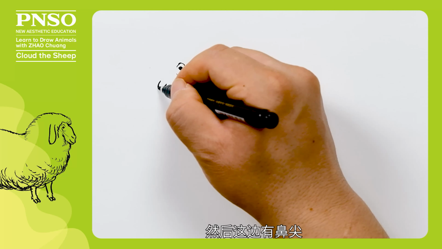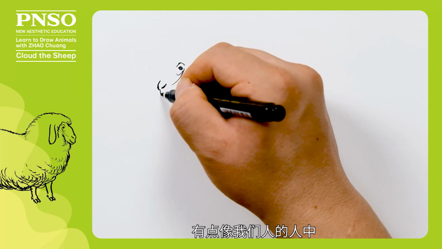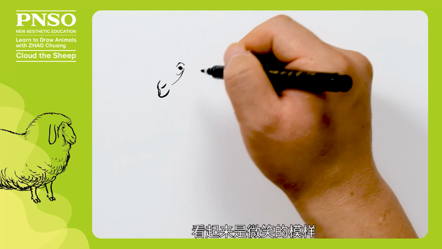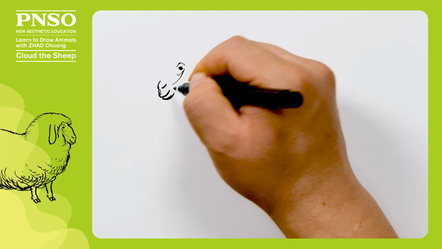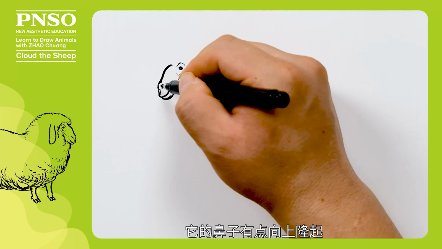And here is the nose tip. A seam, a bit like the human philtrum, extends downward from the nose. Draw its mouth with a smiling look, followed by its lower lip. Then, draw its nose slightly raised upward.